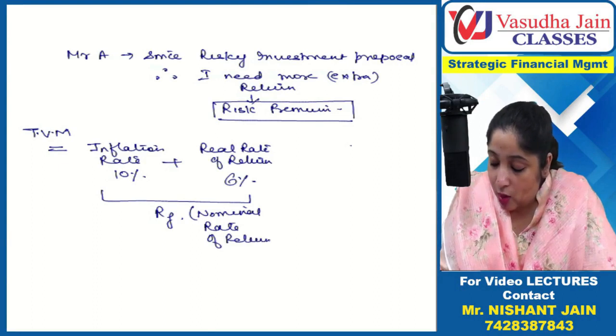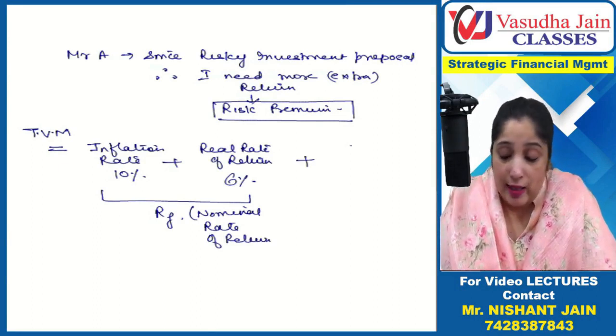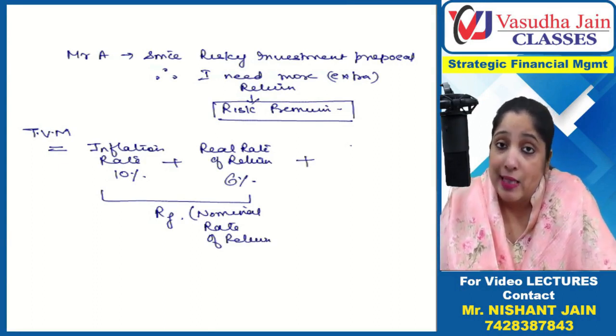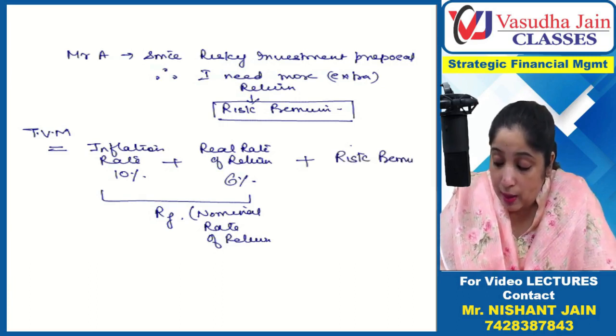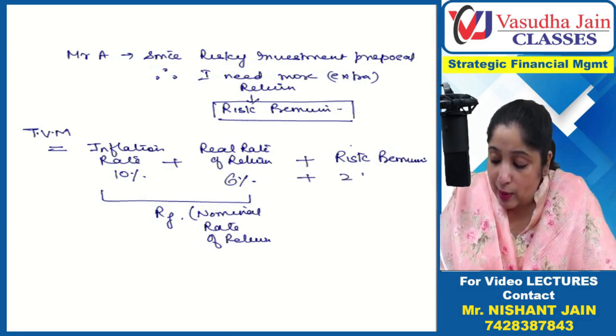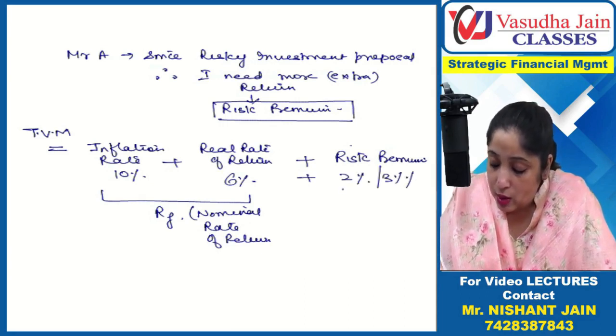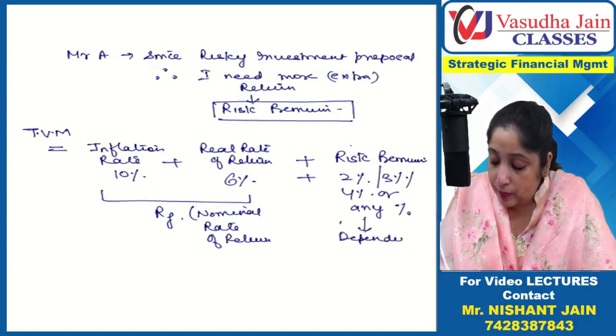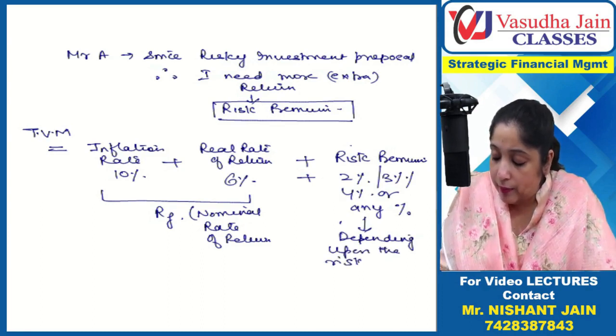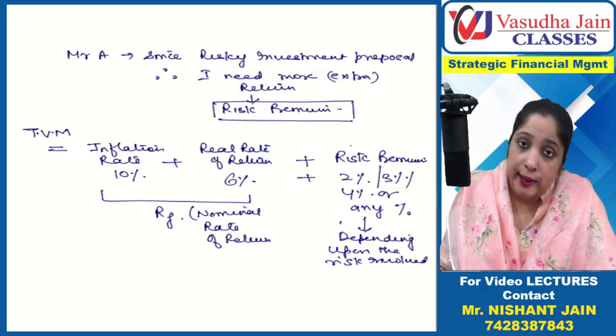Now, since I am not investing my money in a risk-free investment, I am investing my money in a risky investment, I need some extra return which is called risk premium. Now, this extra return can be 2%, 3%, 4% or any percentage depending upon the risk involved. If more risk is involved, more return I want.